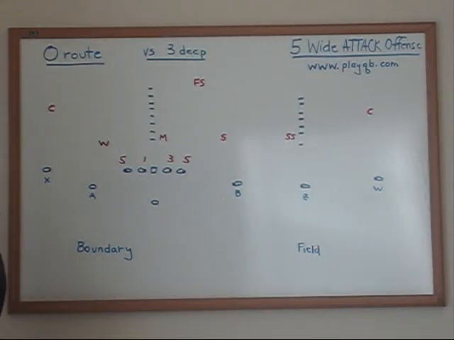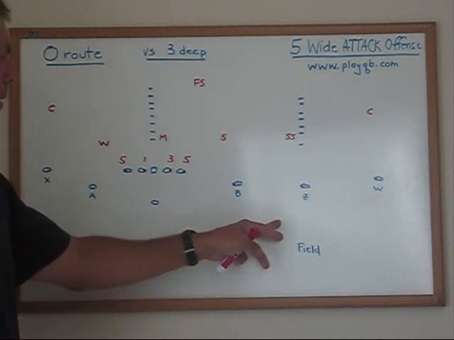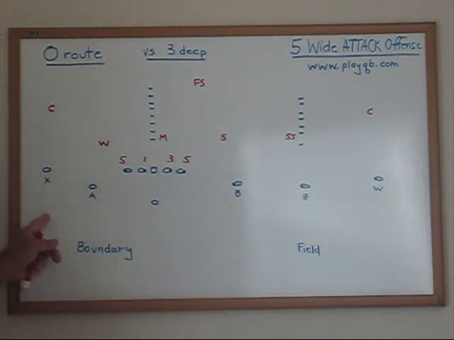I'm going to talk to you about the zero route that's part of the five wide attack, and we're going to start with the boundary. What you see here is the ball's in the left hash. We have three receivers to the field, two into the boundary. So we have a 3-by-2 formation. Let's start with the X.